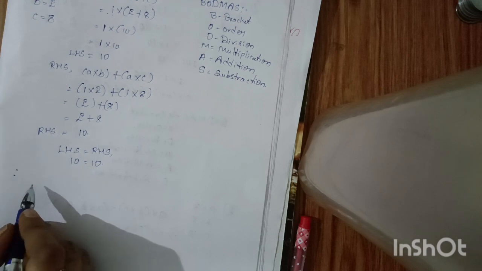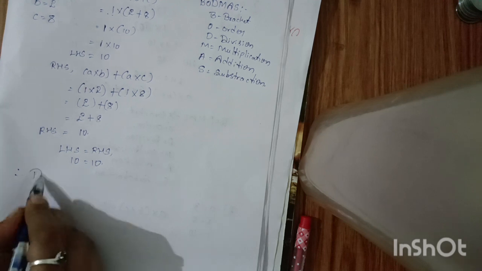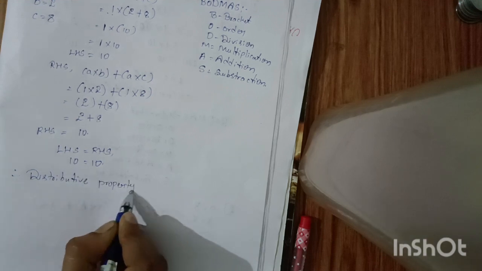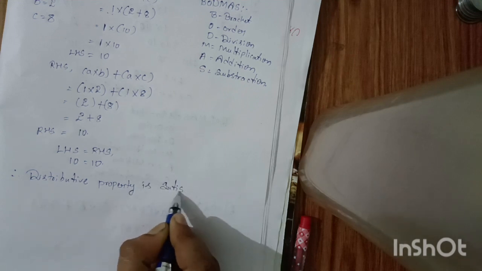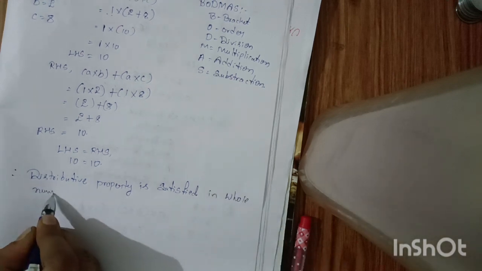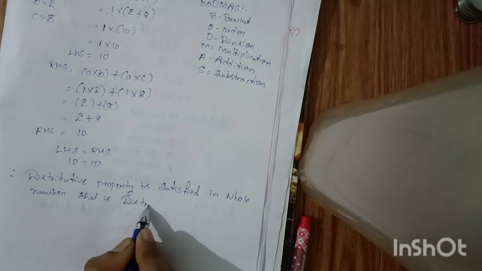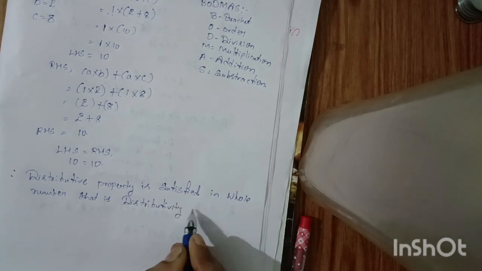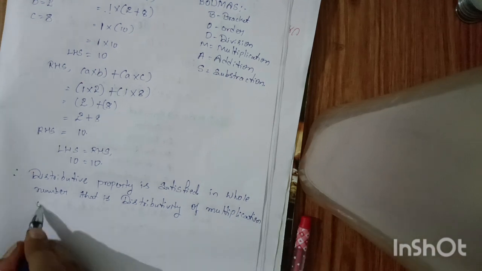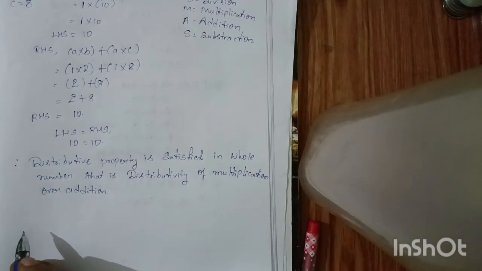So what conclusion do we give here? The distributive property is satisfied in whole numbers, that is, distributivity of multiplication over addition. So let's take another example for this.